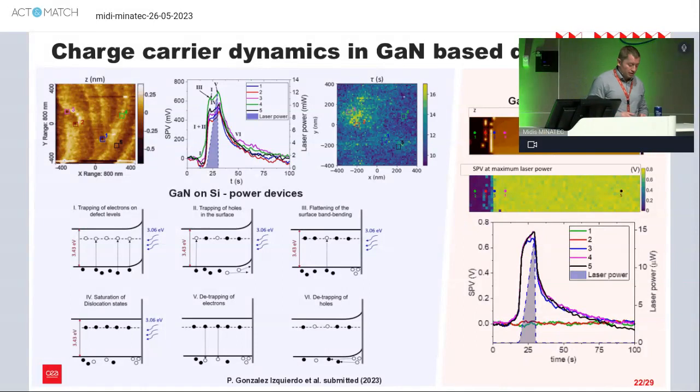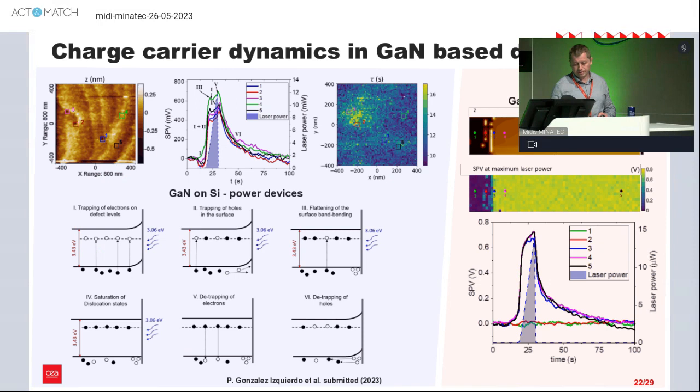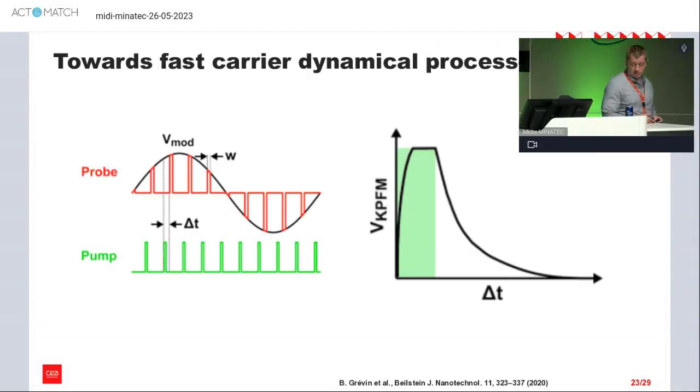LEDs. So this kind of measurements we can see are on a rather slow time scale. We have seconds, which are very long. At best, we can go to tens of milliseconds because we have a limitation of how fast our KPFM system is. However, we developed another KPFM system to have access to much faster processes, which can go with our actual system to hundreds of nanoseconds, which is called pump-probe KPFM.